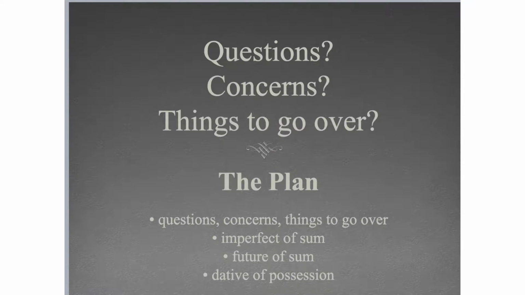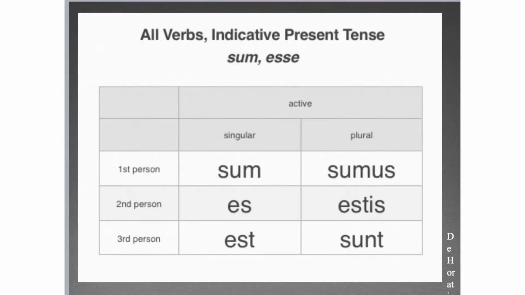We're going to be taking a look at some new forms of sum, the verb to be, and then a new use of the dative, the dative of possession. So we learned this last week. This is the present tense of the verb to be, sum esse. So sum, es, est, sumus, estis, sunt.